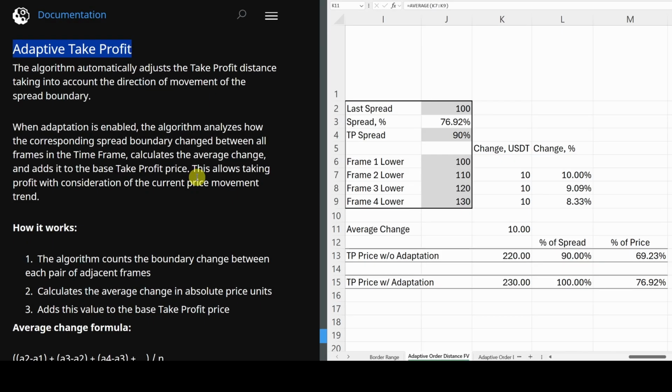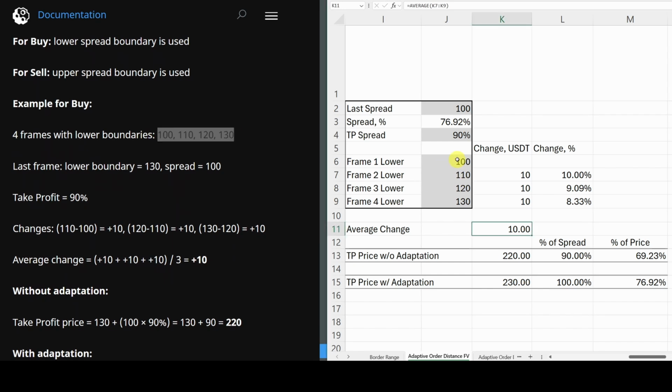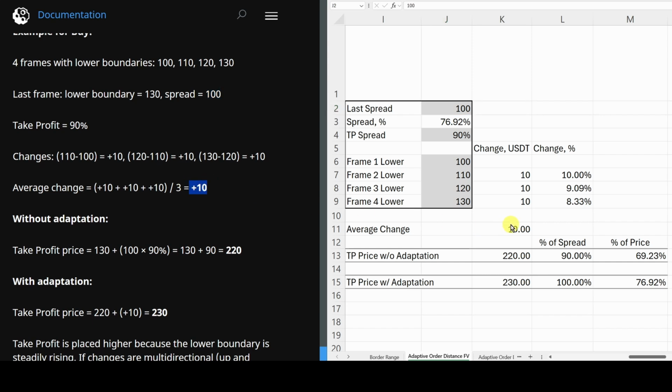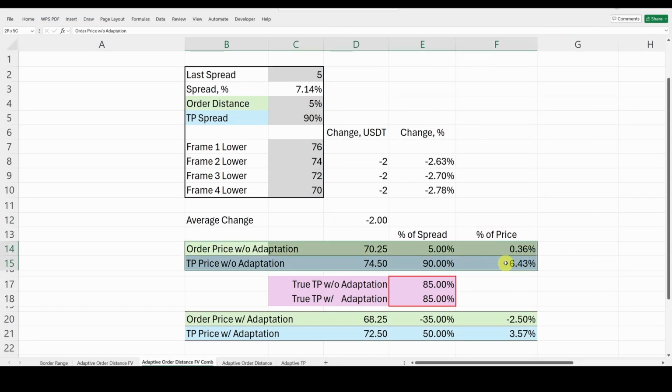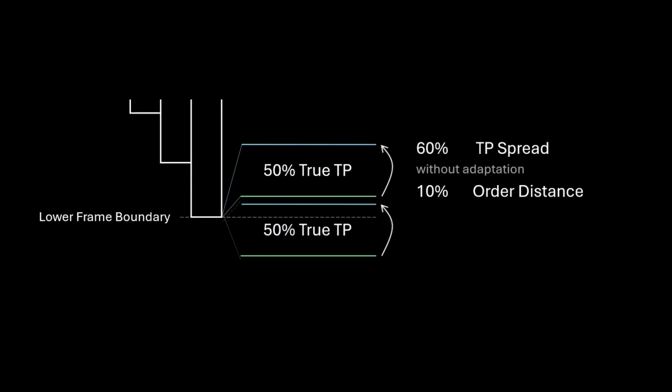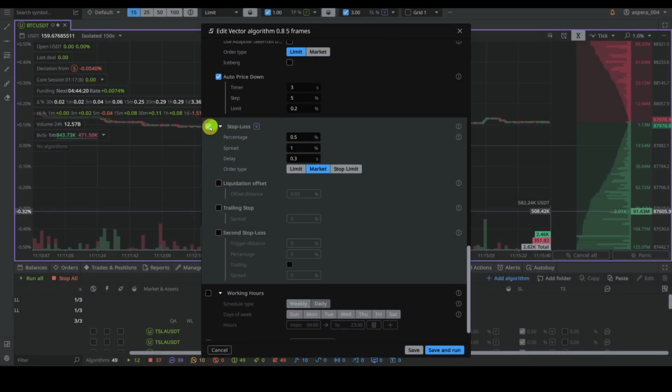Now to adaptation. I have recreated the example given and discovered that it works exactly like the adaptive order distance. The only difference is that instead of the order distance, the calculation uses the take profit spread distance setting. So, whether you have both adaptations off or both on, the true distance between the order and the take profit will remain exactly the same. They both adapt to exactly the same degree. Thankfully, the stop loss works exactly like everywhere else, and I don't have to make another spreadsheet.